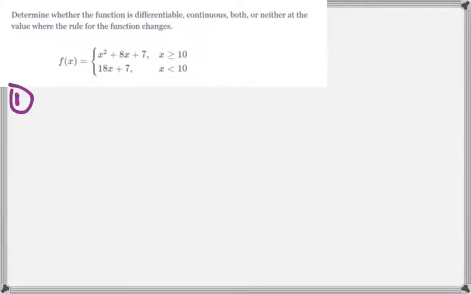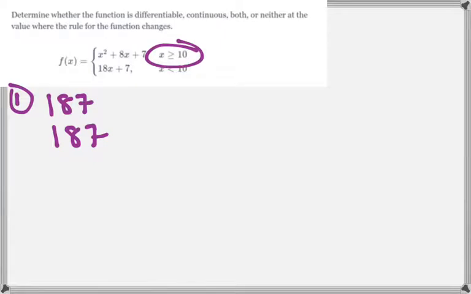So I'm going to plug 10 into my top function and my bottom function. Plugging 10 into the top function, I'll use a calculator here. 10 squared plus 8 times 10 plus 7 gave me 187. And then plugging it into the bottom function, I believe I'm going to get the same thing. And since one of these functions is valid at exactly 10, I'm going to get the same number anyway, so yes, it is continuous. You can double check that if you need to.